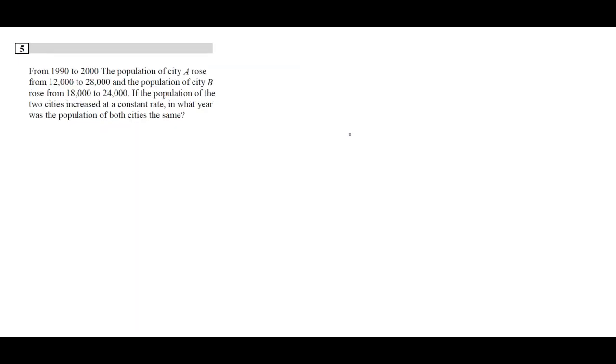Number 5, from 1990 to 2000, the population of City A, so let's look at City A and City B. City A went from 12,000 to 28,000. City B went from 18,000 to 24,000. If the population of the two cities increased at a constant rate, in what year was the population of both cities the same? Okay.